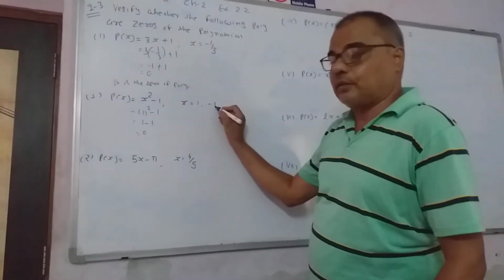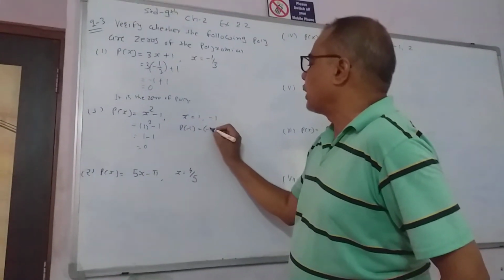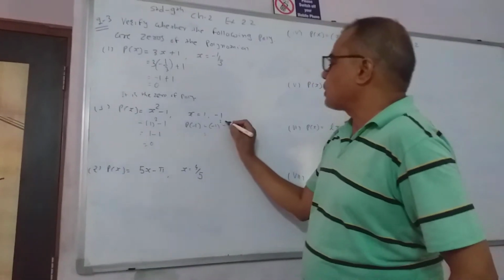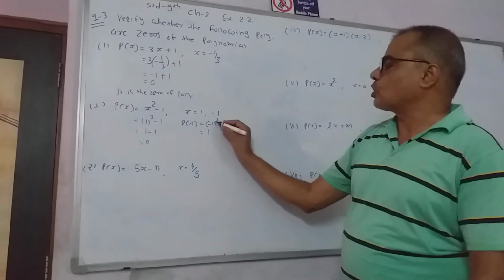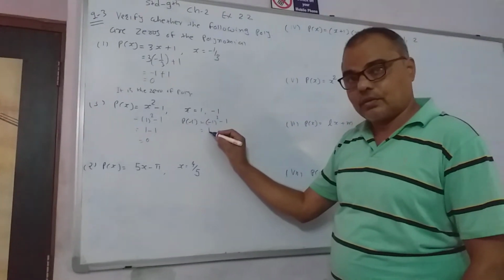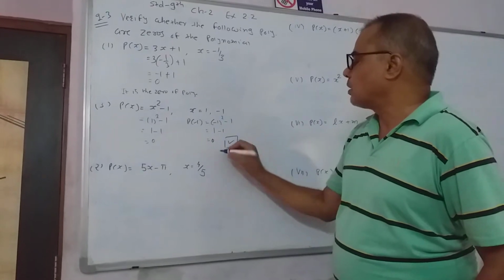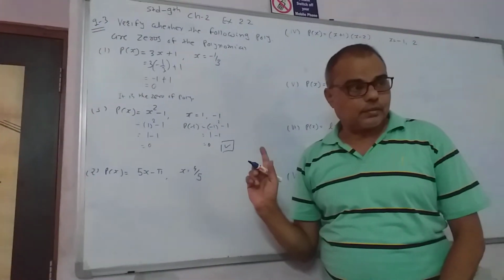Now put minus 1 in this polynomial. So p of minus 1 equal to minus 1 square. So minus 1 square is 1. Why? Because the power is even. So the answer will be 1. 1 minus 1, it is also 0. So this is the zero of the polynomial.